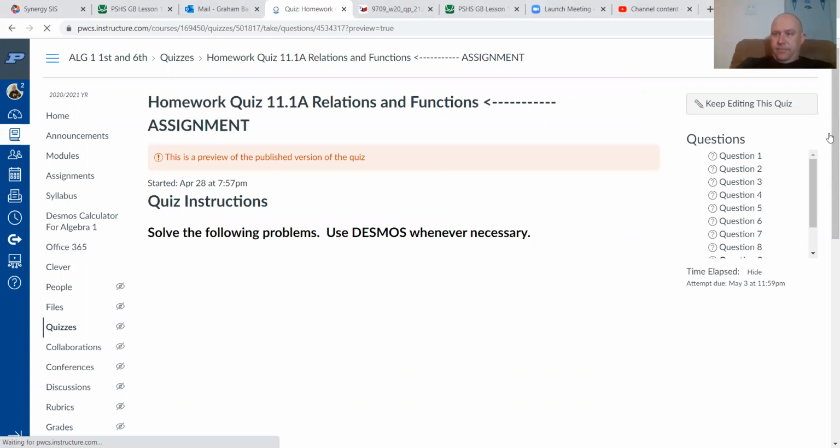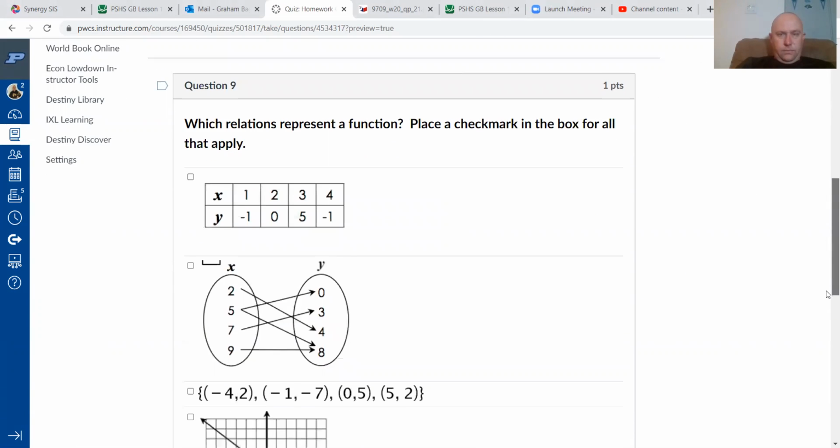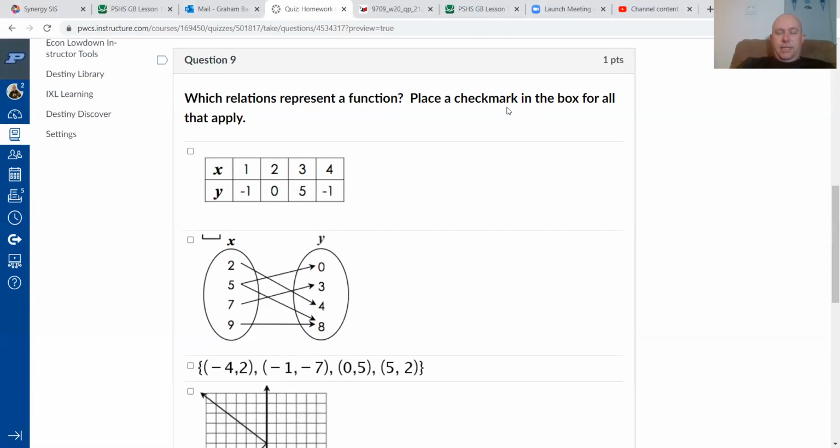Question 9. This one says place a check mark in the box for all that apply being a function. So we're using all those different rules. Now we've already done the table one, so I'll skip that one. We haven't done one with a mapping yet so far in this homework assignment. So let's look at this one here.